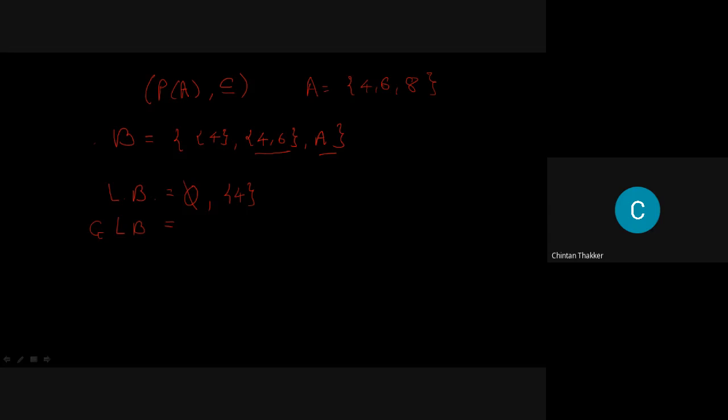Which one is a GLB here? Greatest lower bound. Always, GLB is from the lower bounds. So GLB is either phi or singleton 4. But phi is a subset of singleton 4, so singleton 4 is a greater element compared to phi. So we have GLB is singleton 4. So here GLB is singleton 4.